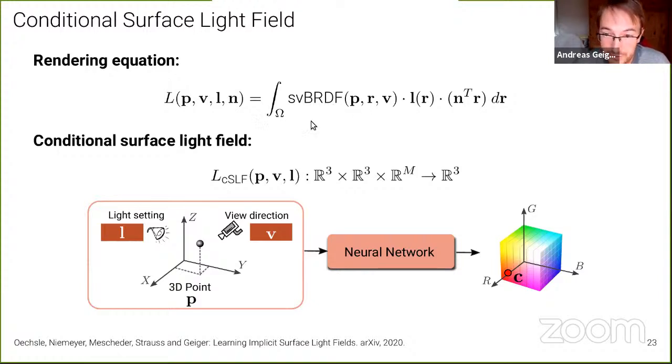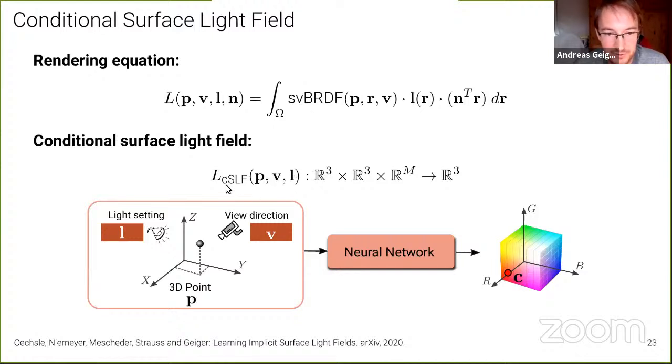Now we don't do this. What we assume, first of all, is that we have only a single point light source, and that's also how we generate our data. We have only a single point light source, which makes this integral go away, of course. And then we only model the surface light field.